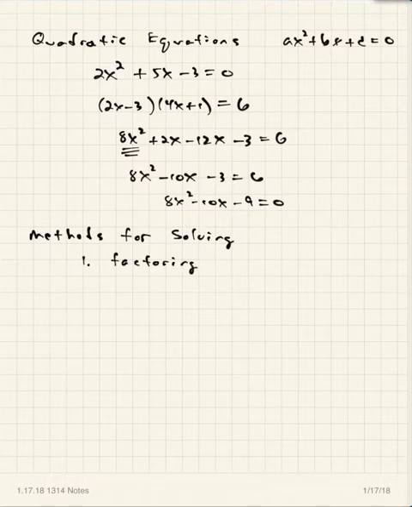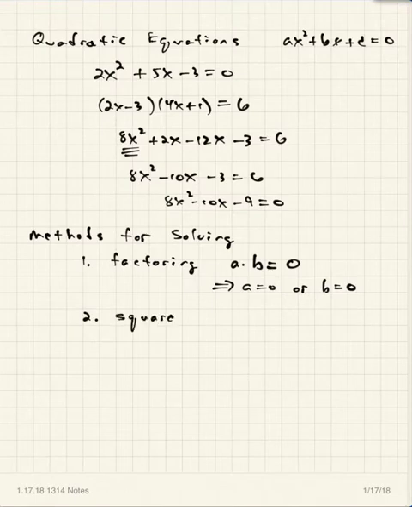There's the factoring method, which uses this idea that when you take 2 numbers and multiply them together, a times b equals 0, one of the numbers has got to be 0. So the factoring method is a method for solving quadratic equations using the idea that when 2 numbers multiply to give 0, one of them has got to be 0 in order for it to be true. But the factoring method doesn't always work.